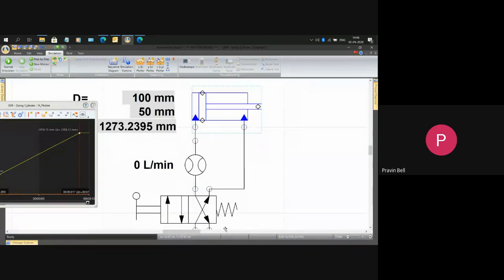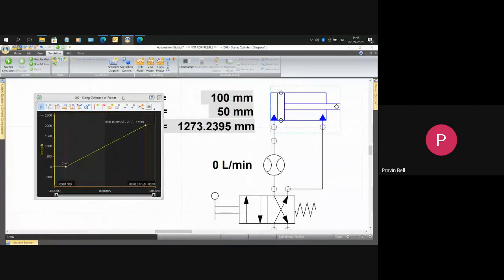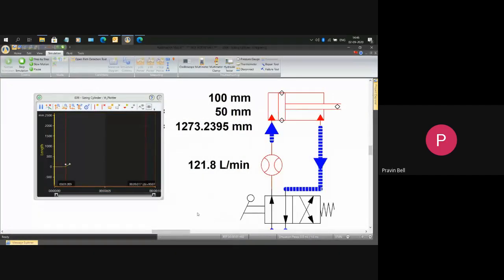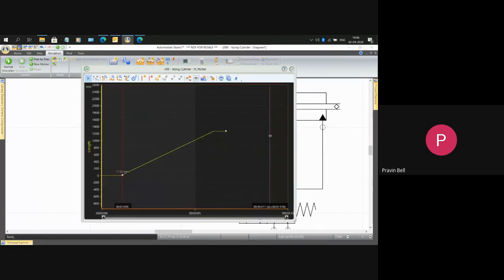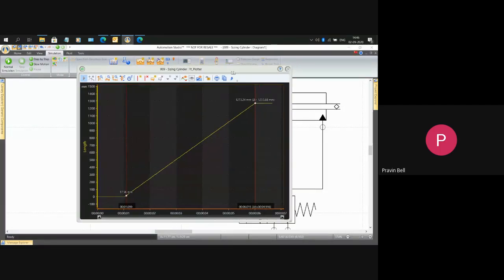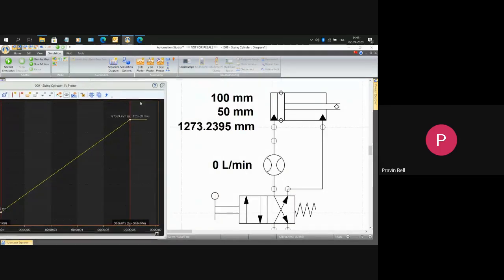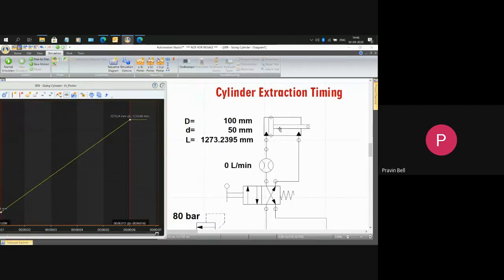I'm going to simulate this circuit and I'm going to see my piston extraction time. So I simulate this. Okay, I stopped the simulation, and now I put my measuring instruments here, and you'll see here 4.916 was the piston extraction time. So I achieved exactly 5 seconds of piston extraction time. Such type of problem solving can be done very easily in Automation Studio. So these are design based problems.